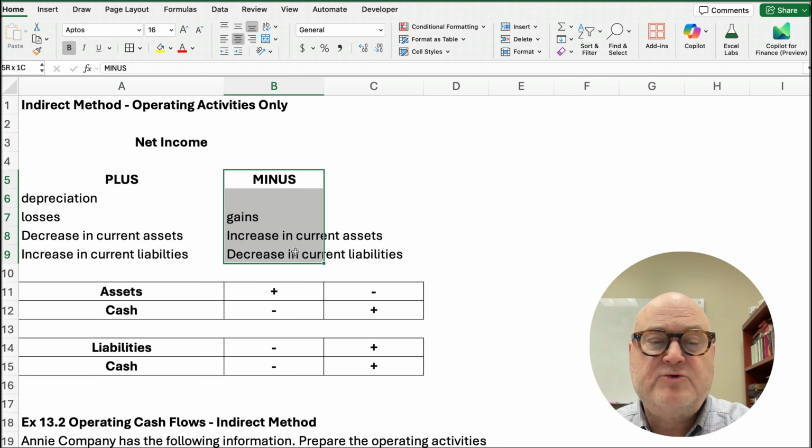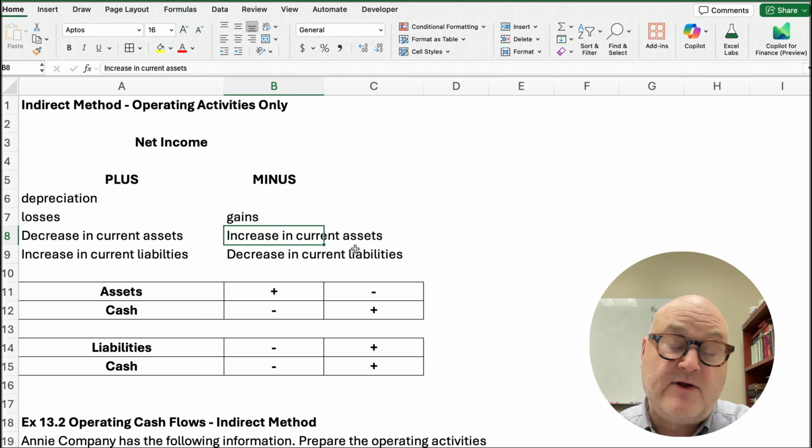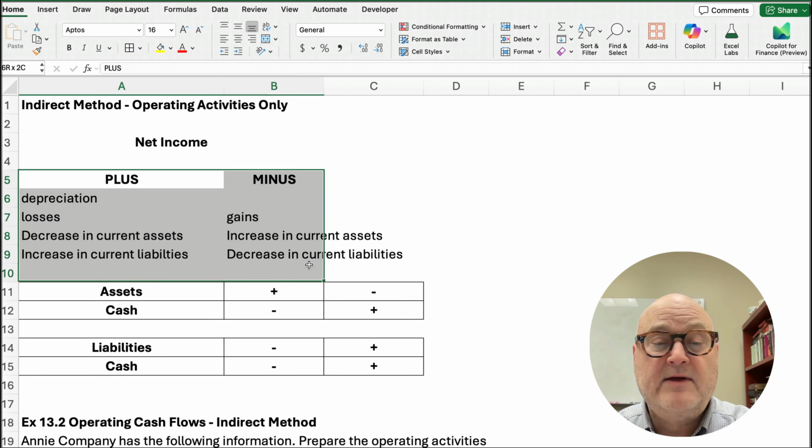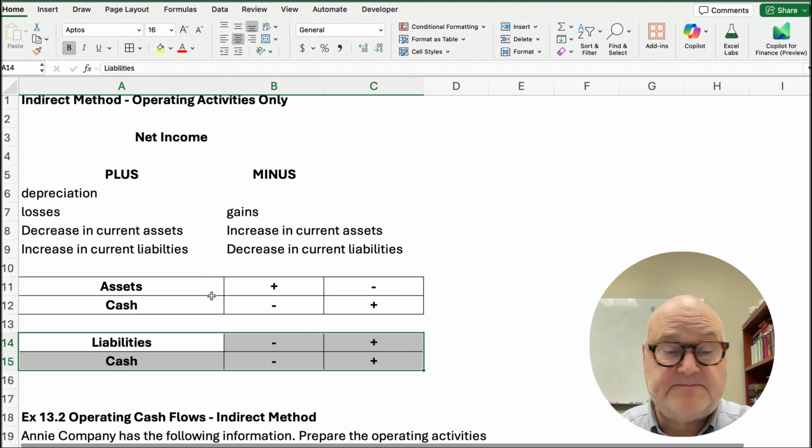Now, what do we subtract? We subtract out any gains, because gains are not cash. They're already included in the cash receipts. And then any increase in current assets, an increase in assets means cash goes down, and any decrease in liabilities. What does it take to decrease a liability? It takes cash payment. Okay, so here's what we're going to do, and we're going to assume that assets and cash move in the opposite direction, and liabilities and cash move in the same direction.